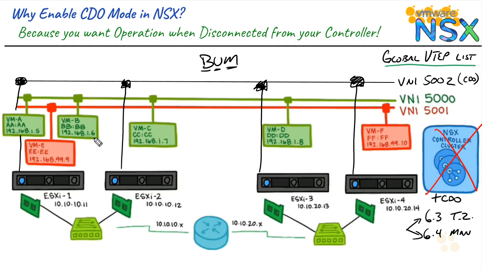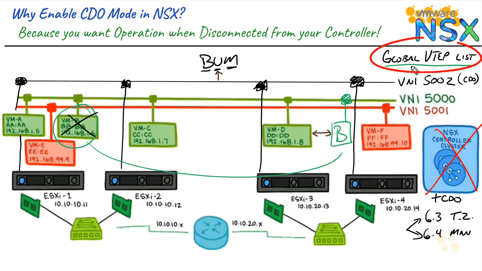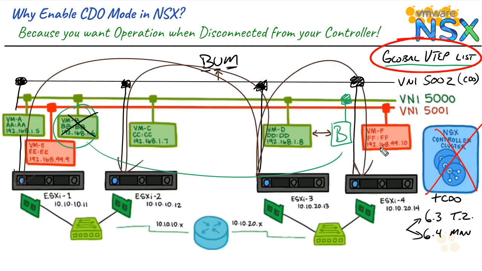So if we revisit our earlier scenario where virtual machine D needed to communicate with virtual machine B, but now we have CDO enabled, what's going to happen? When virtual machine D needs to try and track down virtual machine B, and so we're dealing with an unknown unicast, it'll send that outbound ping to every single member of the global VTEP list, ensuring that if virtual machine B is out there, hosted anywhere, it can receive the intended frame. Is that a little bit inefficient? Yeah, it is. But it gets the job done during the interim while the NSX control cluster is offline.